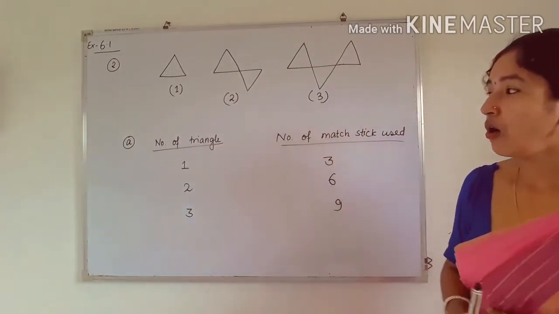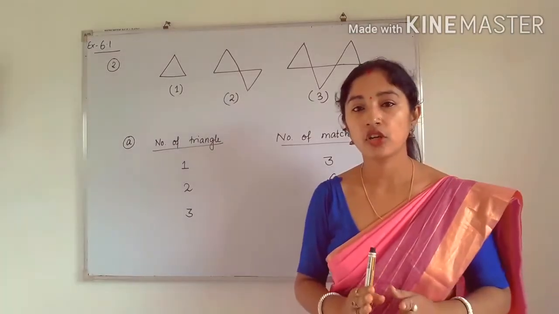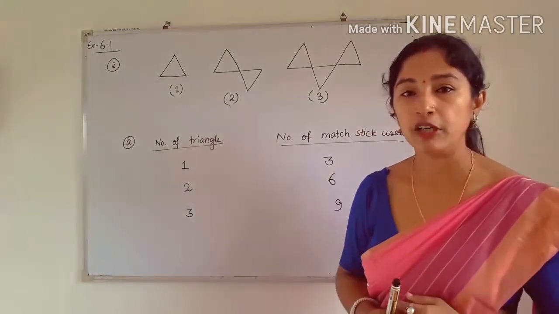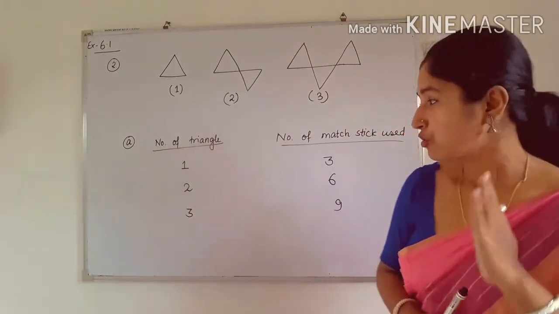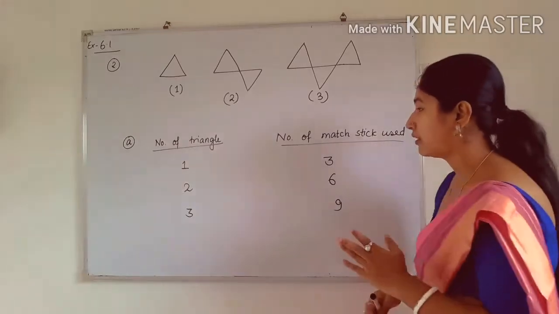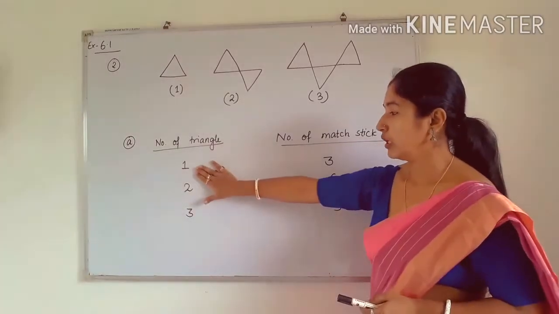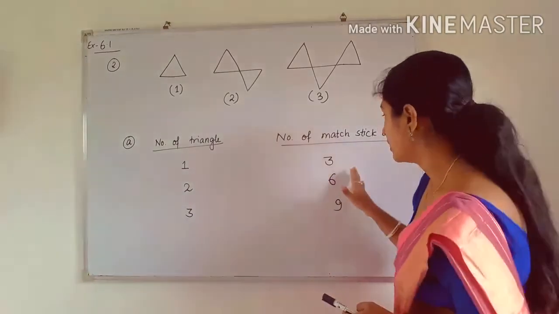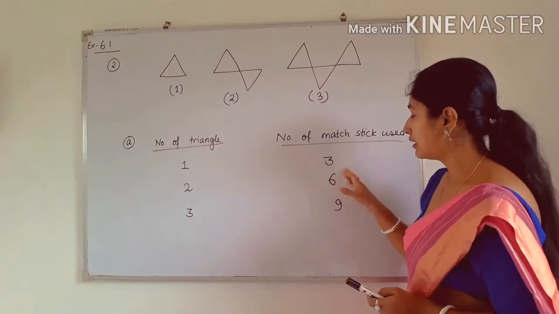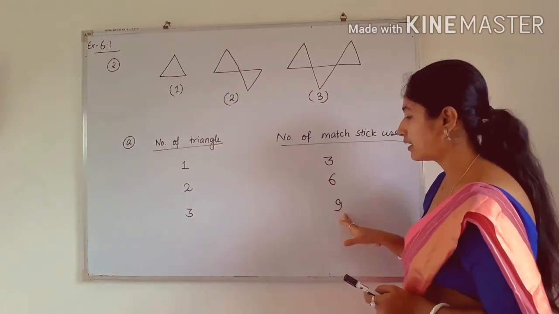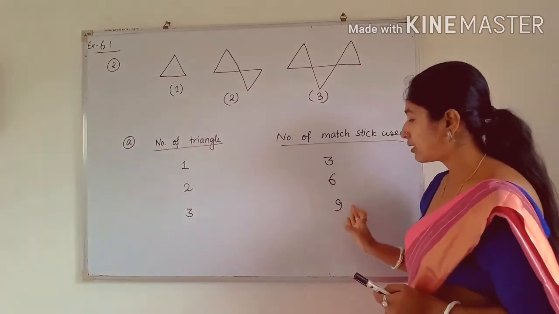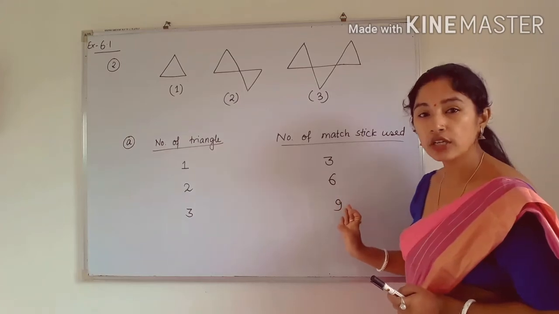Now what do we have to write? We have to write a general formula for the number of matchsticks used. You can see here what the pattern is. For 1 triangle our matchstick use is 3, in the second case it is 6, in the third case it is 9. So all these are multiples of 3.